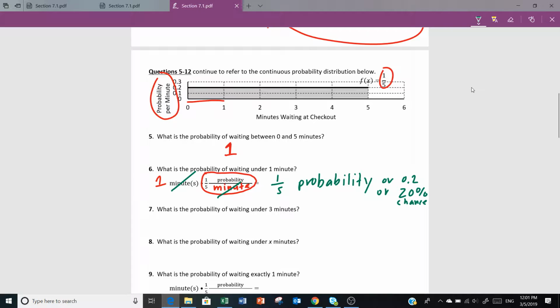So waiting under 1 minute, 1 minute passes. 0 minutes, 3 minutes passes. How many minutes?